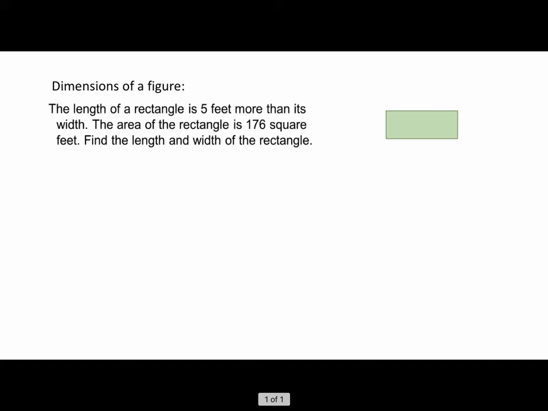In example 3, we have dimensions of a figure. The length of a rectangle is 5 feet more than its width. The area of the rectangle is 176 square feet. Find the length and width of the rectangle.